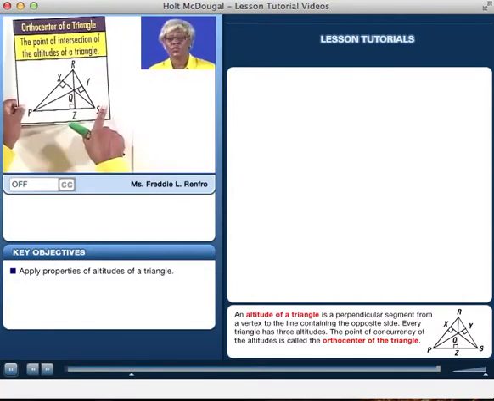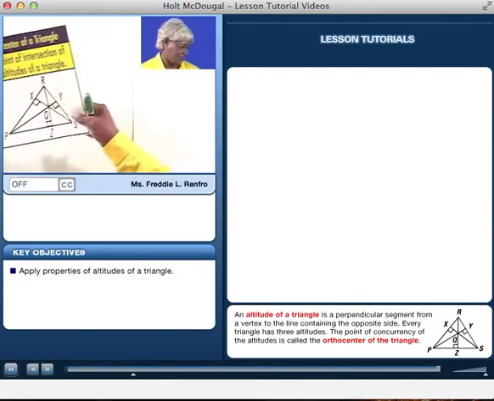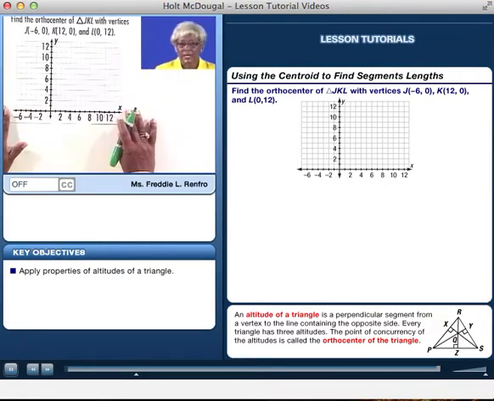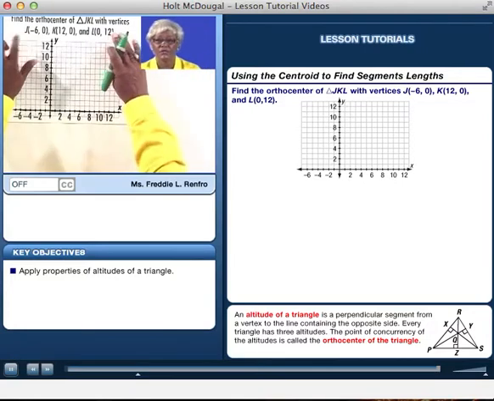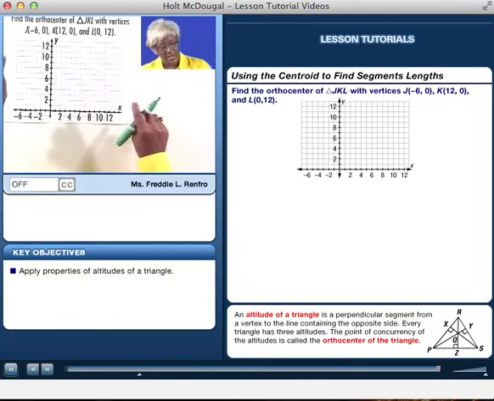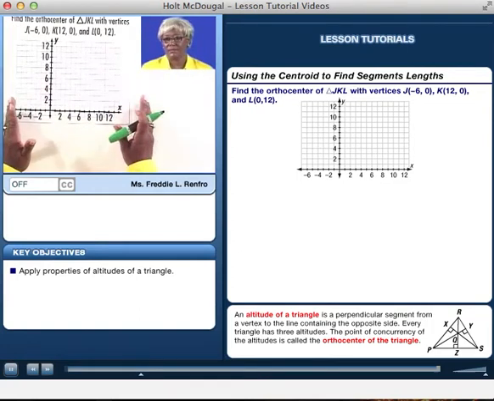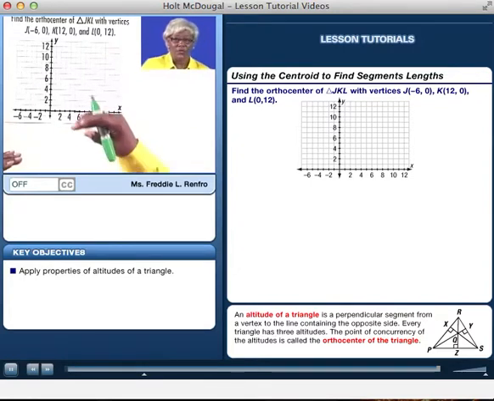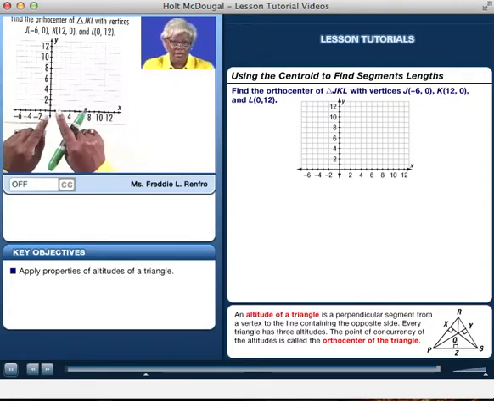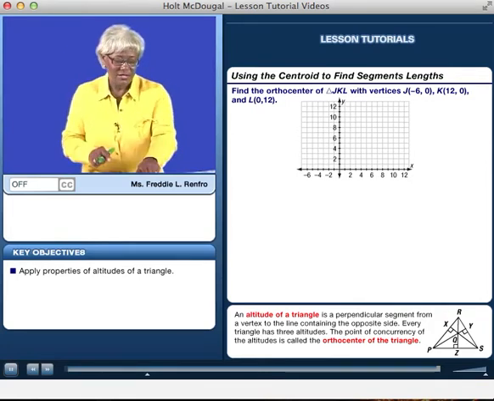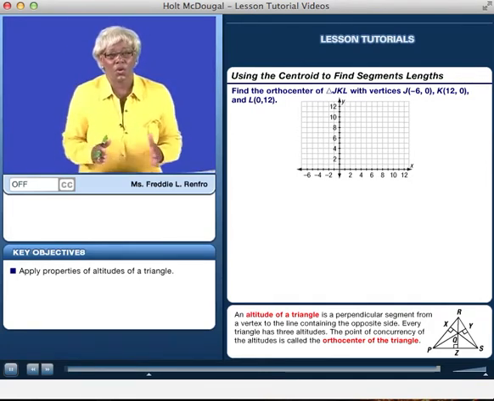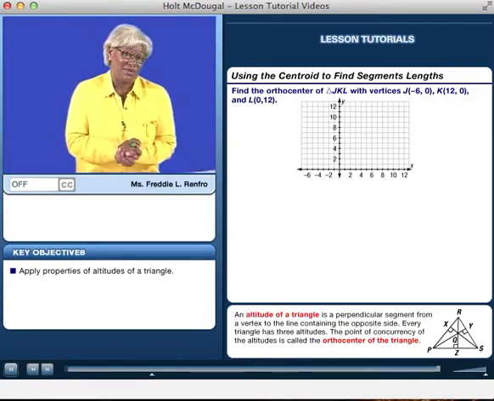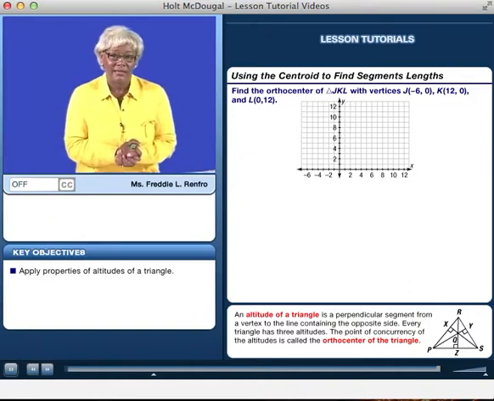Let's take a look at an example where we have to find the orthocenter. We're given a triangle with these three vertices, and we're being asked to find the orthocenter. Recall, if we can find the three altitudes, where those three altitudes meet is the orthocenter. So that's our goal, our goal is to find three altitudes, or at least two altitudes, and see where they intersect.